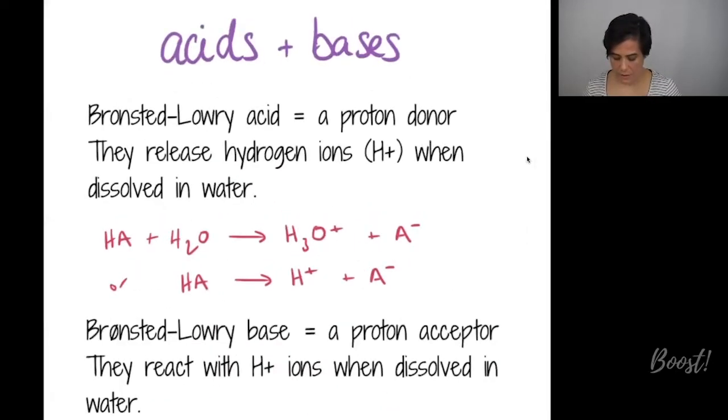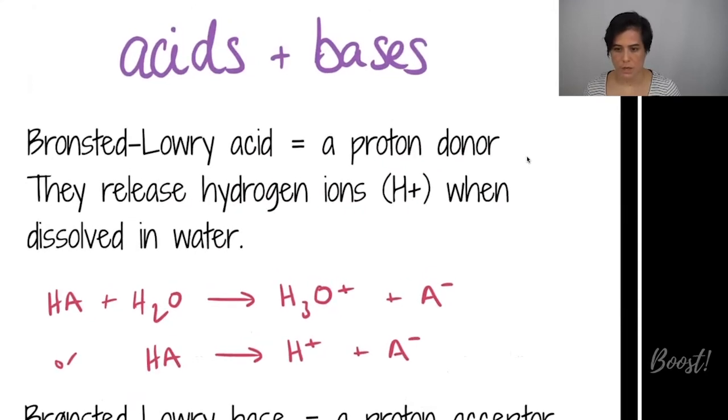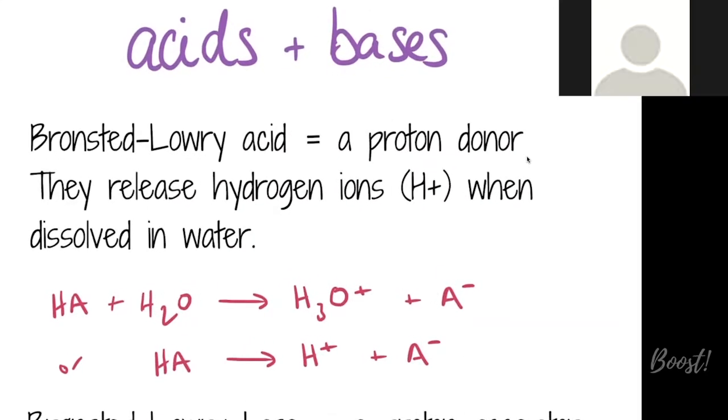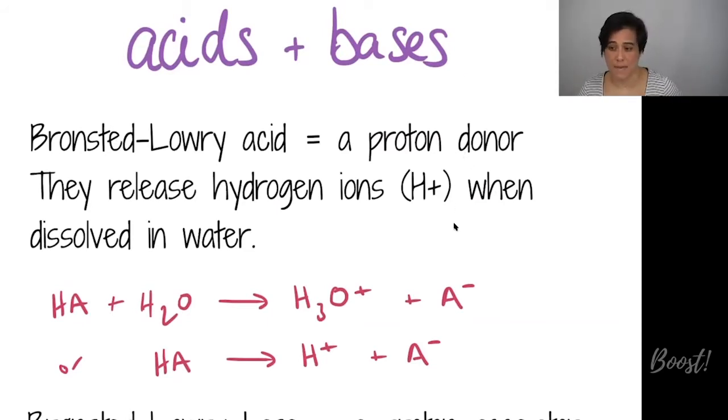So to start with, before we go into the calculations, let's just go over some of the basics of definitions of acids and bases. So at A level, we need to know that the definition of an acid, according to Bronsted-Lowry, is a proton donor. And that means that in solution, when they're dissolved in water, they will release H plus ions. So you probably already came across this at some point at GCSE. You would have talked about them releasing H plus ions when dissolved in water. But at A level, we want to think about them as proton donors.